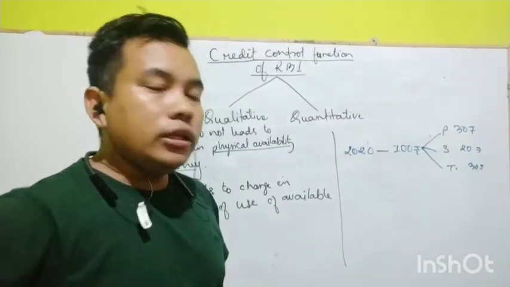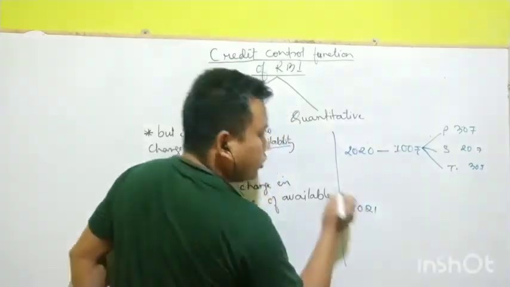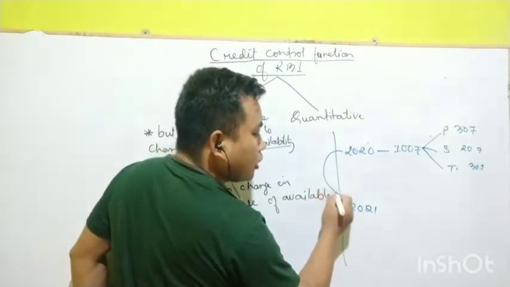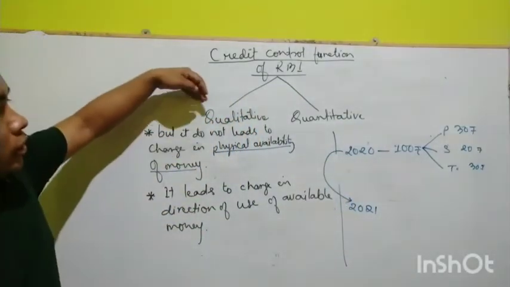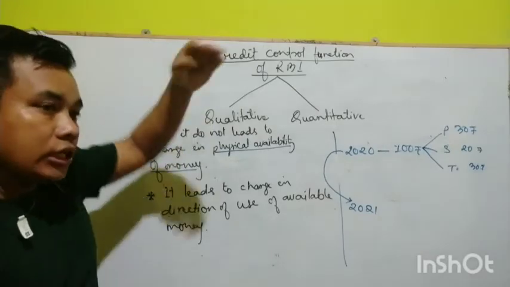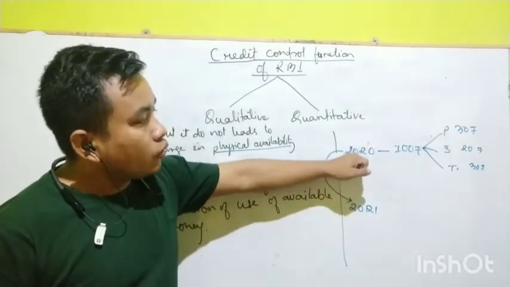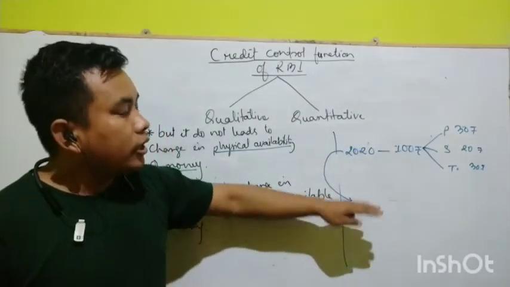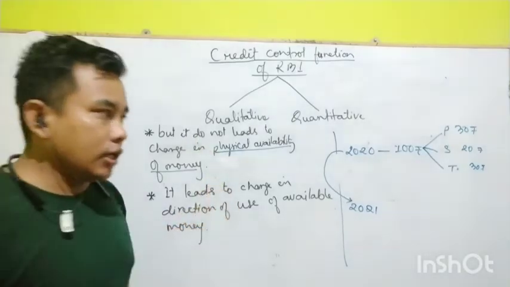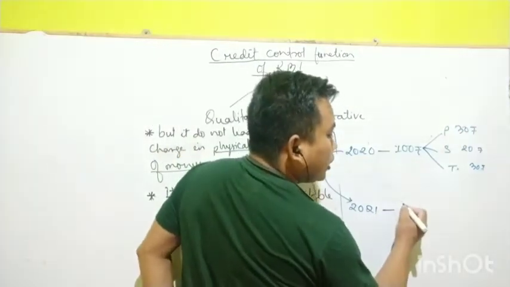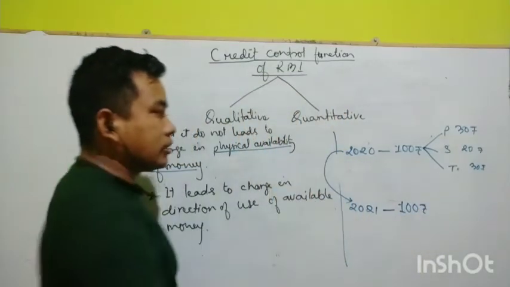Okay, now the thing is that in the year 2021, suppose we apply qualitative credit control tools. If we use these qualitative tools, what will happen? Look here, the amount of rupees 100 available money supply will remain the same.